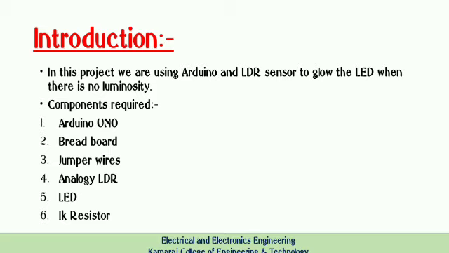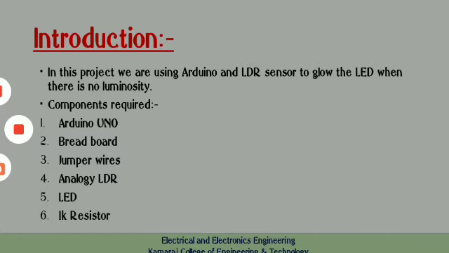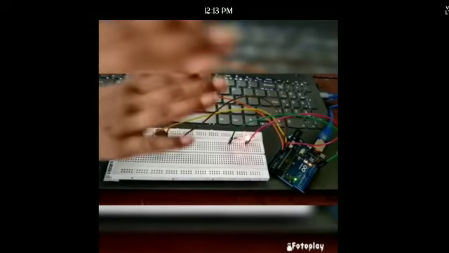Introduction. In this project, we are using Arduino and LDR sensor to glow the LED when there is no luminosity. Components that are used here are Arduino UNO, breadboard, jumper wires, analog LDR, LED, 1K resistor. Here is the demo video.